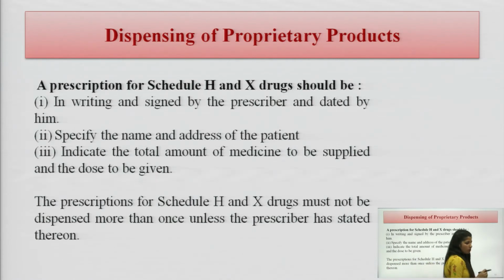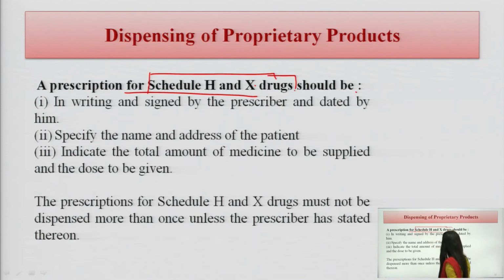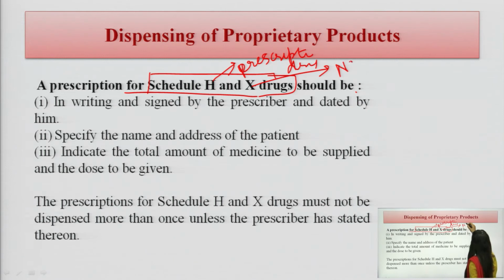Another is the dispensing of proprietary products, but for schedule H and X. So, prescriptions for schedule H and X drugs should be handled carefully. Why are these important? Because schedule H drugs are given only under the supervision of a registered medical practitioner, or they are called prescription drugs, whereas X are narcotic and psychotropic substances, and they are habit-forming drugs.